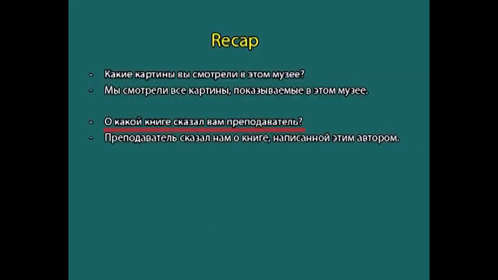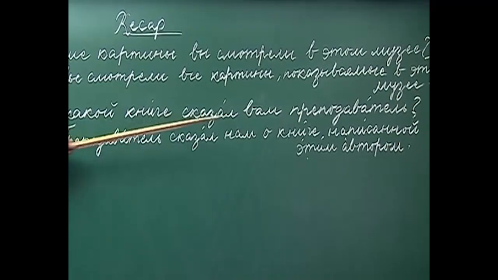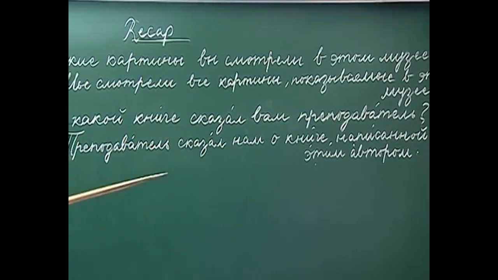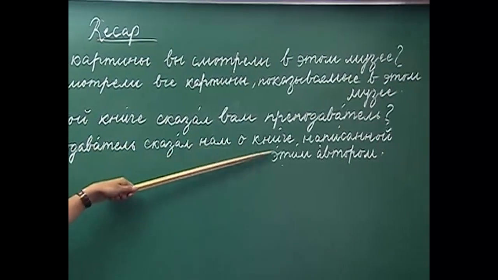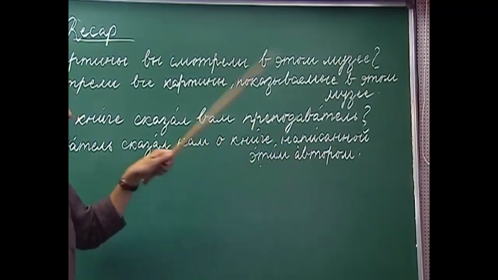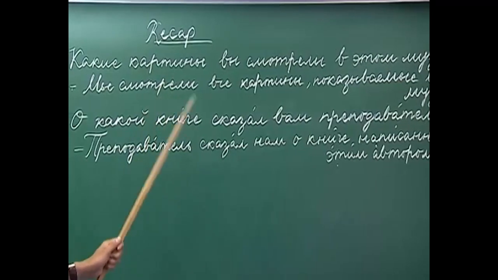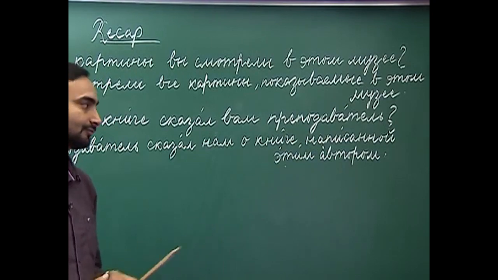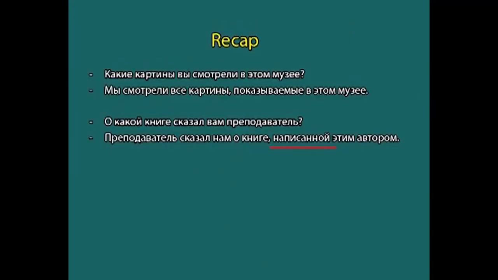Now, let us move on to the past participle passive. О какой книге сказал вам преподаватель? So, about which book did your teacher tell you? Преподаватель сказал нам о книге, написанной этим автором. The teacher told us about the book which was written by this author. So, here the action is in the past tense, that is why we are using past participle passive.